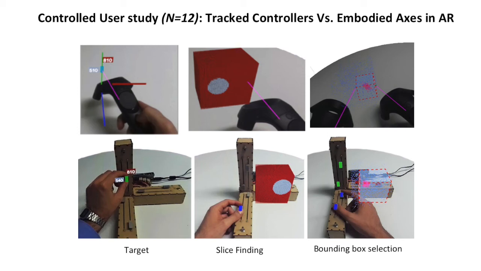For the target task, the user had to match the value and position of the grey target with the red target. For the slice finding task, they had to find the center of the biggest sphere hidden within a 3D volume. And for the bounding box, they had to define the smallest bounding box around the red dots in the 3D scatter plots. With the track controllers, participants manipulated the targets and the volume directly with the motion controller. In the embodied axes condition, they had to move each slider knob.